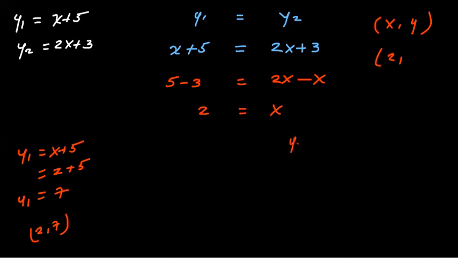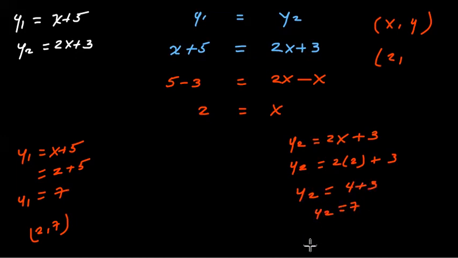What about on the other line? The other line says y2 is equal to 2x plus 3. When x is 2, I'll have 2 times 2 plus 3. Hence, I'll have y2 is equal to 4 plus 3. Hence, y2 is equal to 7. So again, when x is 2, y is 7. So basically, you see that the point (2, 7) is the point where these two intersect. When x is 2, y is 7. That's the point where these two intersect.